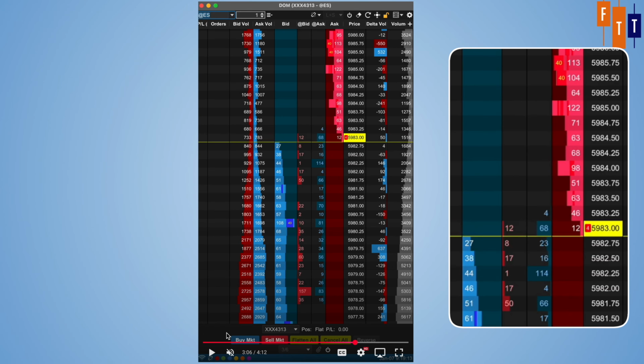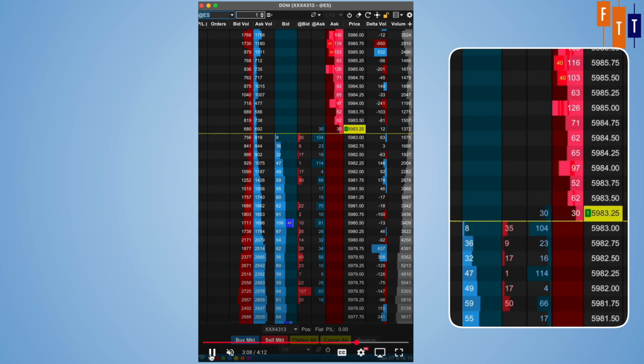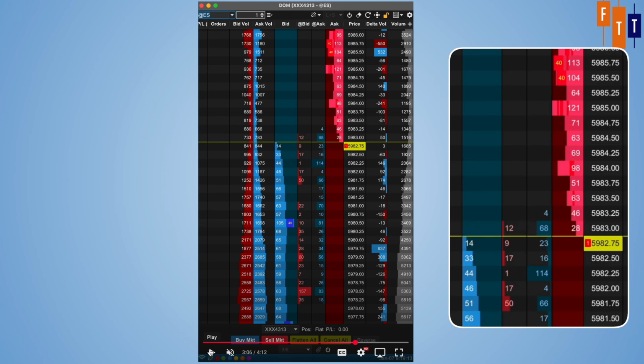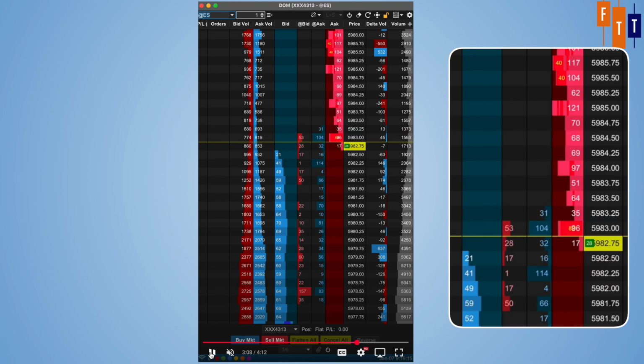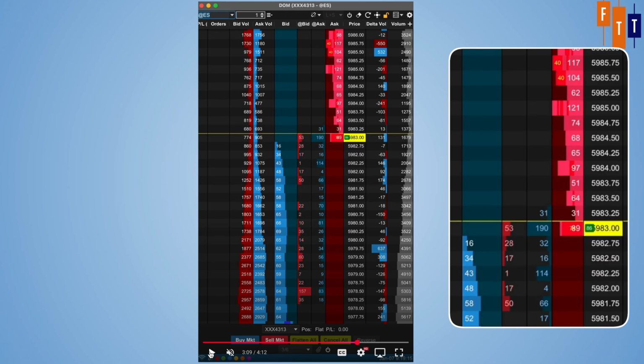All right, move up to 83. Look at this column right here. 68 and the 12 and the 4. It grows to 78. Goes to 104, 228. Very quick. Look at that. I'll rewind. In about 1 second, it goes from 78 to 104. We move down. 190. All right. So 80, 85.